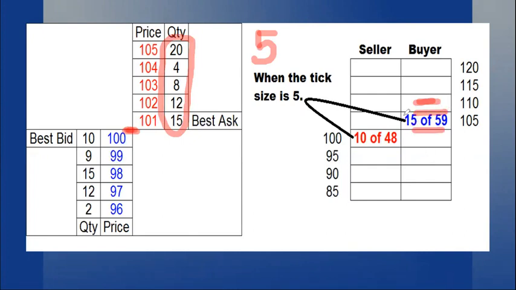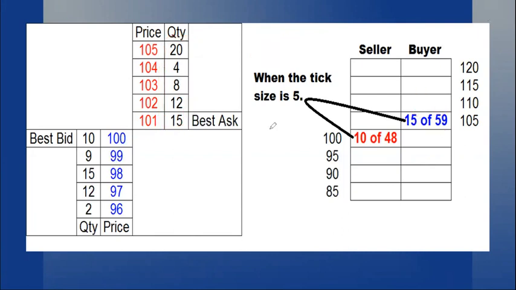But only 15 of the sellers were absorbed. So there are still so many sellers left. Almost 44 sellers are left to be absorbed. And unless and until buyers absorb all these 44 sellers, we will not be able to move into this cell.